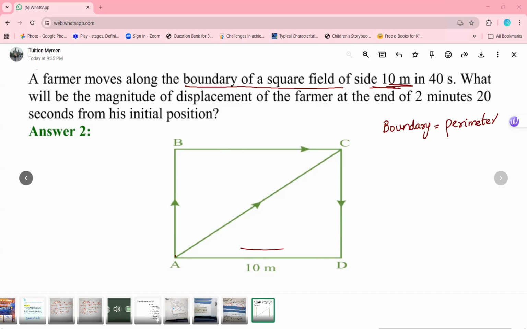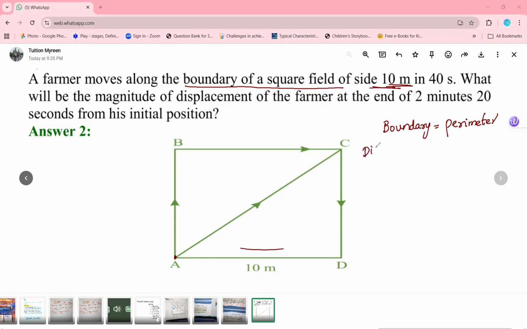That is the perimeter. From A he starts going to B, B to C, C to D, D to A. So one round, one boundary, takes 40 seconds. So 40 seconds completed, one boundary completed. So where has he reached now? He started from A and reached back at A.